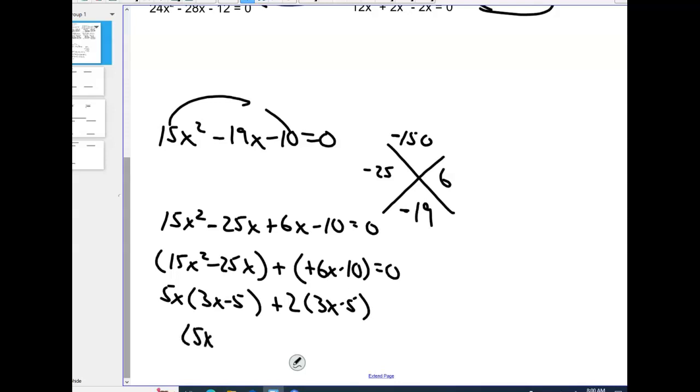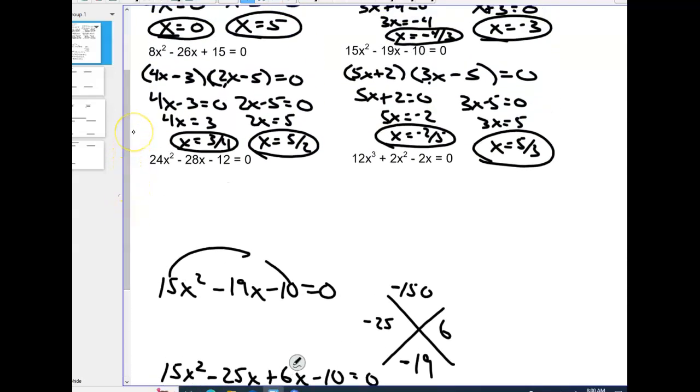And you just put your two GCFs in one parenthesis, and your 3x minus 5 in the other. And you notice you get the same answer.